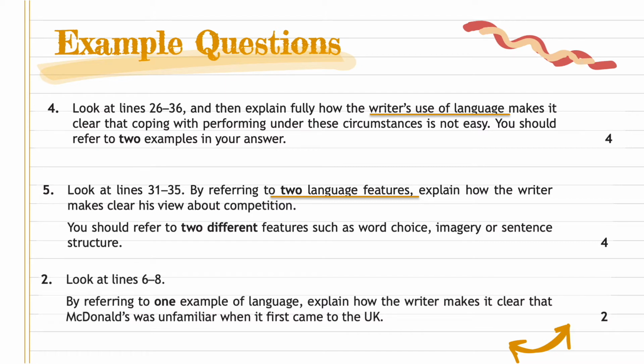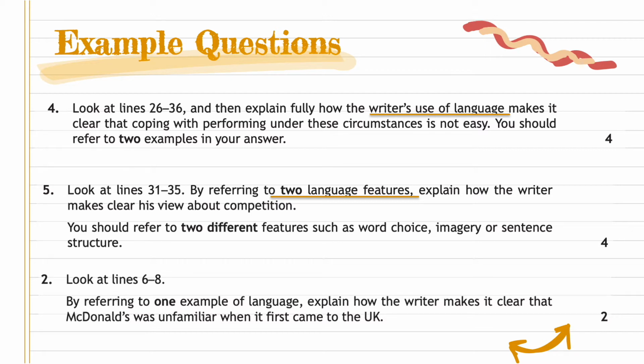Now question 2 is quite similar to question 4. It will be a little bit more vague in comparison to question 5. It says, look at line 6 to 8. By referring to 1 example of language, explain how the writer makes clear that McDonald's was unfamiliar when it first came to the UK.